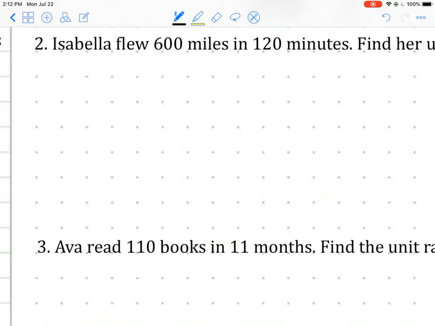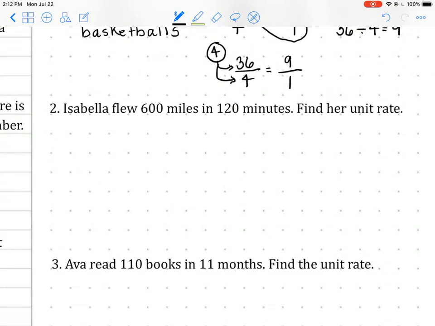Okay, number 2. Isabella flew 600 miles in 120 minutes. Find her unit rate. So I'm going to highlight miles and minutes because those are the two quantities that I'm comparing. And I'm going to set the ratio up as miles to minutes. Units of time will usually be the bottom number. If you have a unit of time in your problem, it's usually a safe bet to put it on the bottom.